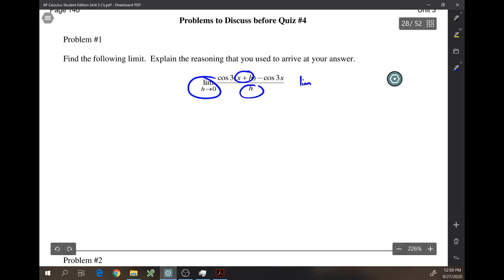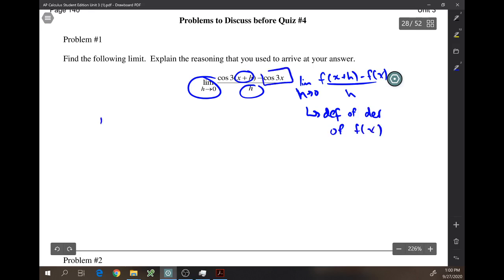basically this is that limit as h approaches 0 of f of x plus h minus f of x, all divided by h. And this is the definition of the derivative. So this is the derivative, essentially, of f of x. So we find our f of x here is cosine of 3x. And so we just want to know what is the derivative of cosine of 3x.